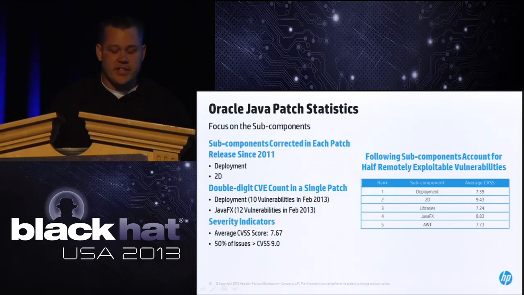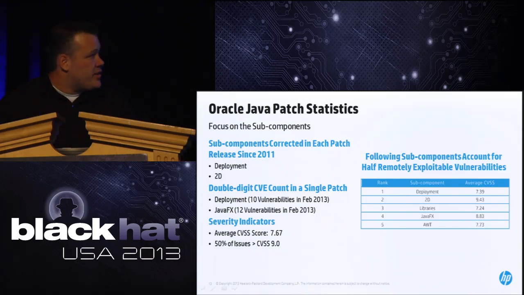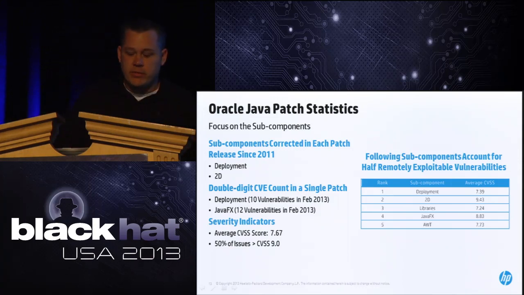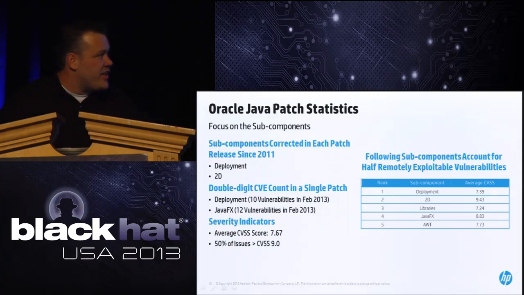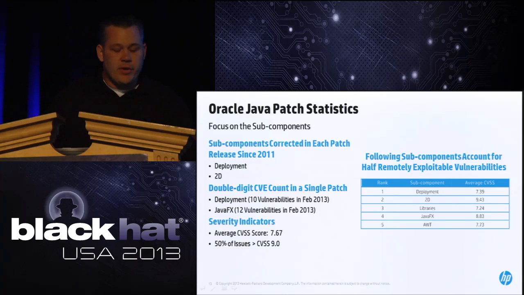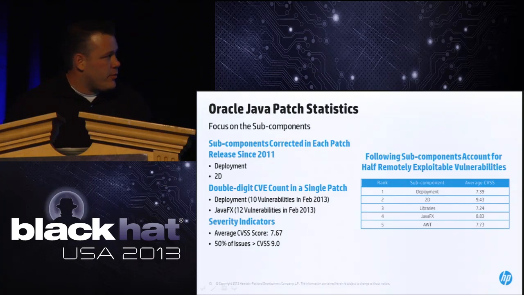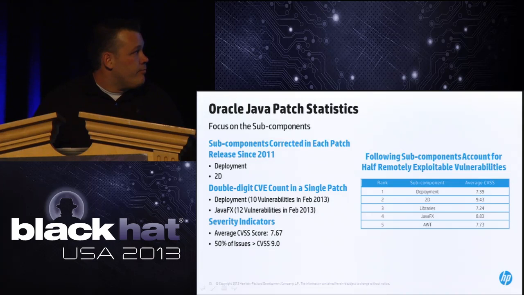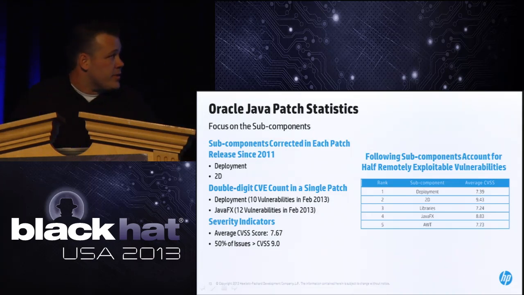And some interesting statistics came from this analysis: there are actually 2 subcomponents in the architecture that have had bugs in them every single patch release, and that was the deployment and 2D components. There's actually a point in time where there were 2 subcomponents in the architecture that had double-digit CVE counts in a single patch, and that happened in February 2013, which I think was the largest Java patch ever. The deployment and JavaFX subcomponents had 10 and 12 respectively.